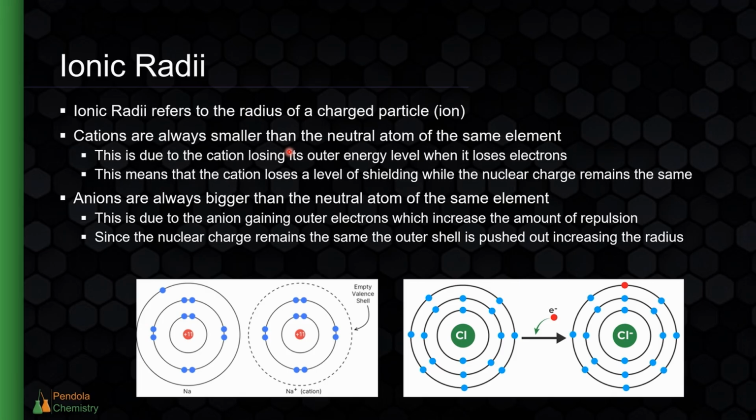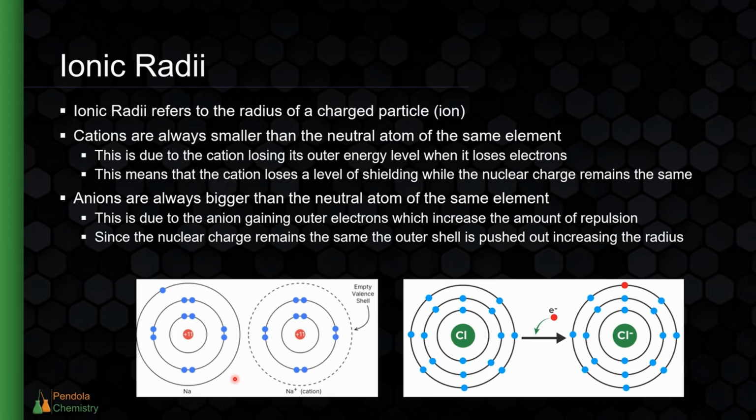Cations are always going to be smaller than the neutral atom of the same element. And this is due to the fact that the cations are losing electrons. And when they lose those electrons, generally speaking, especially with representative elements, they're going to lose energy levels. This means that those cations are losing shielding, and the nuclear charge is going to remain the same because the number of protons doesn't change.